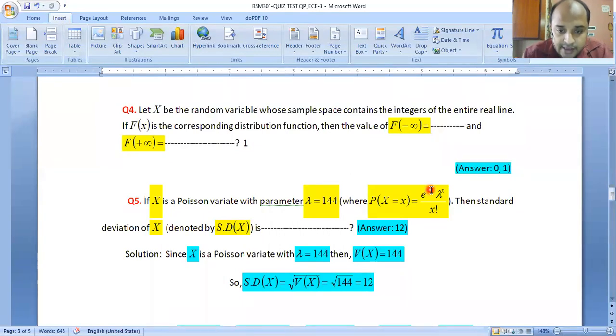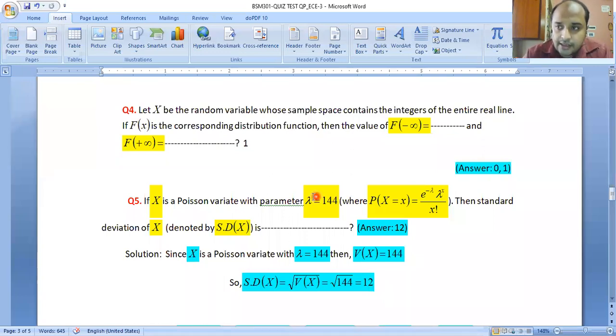So Poisson-variate is a kind of variable whose mean and variance are the same, and those values are equal to the parameter itself. The parameter is mentioned here. It is 144. So here the variance of the Poisson-variate will be 144. And standard deviation is the positive square root of the variance, because standard deviation measures the scatteredness of the points of the distribution about the average. So that will be root over Vx, and therefore the answer will be 12.